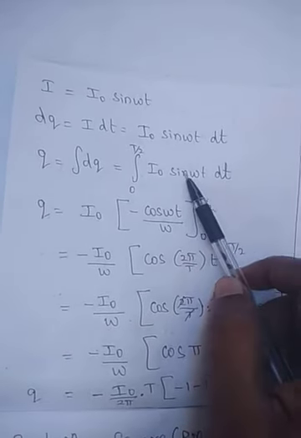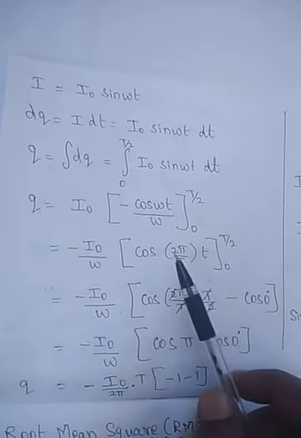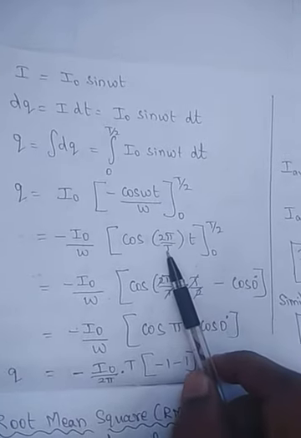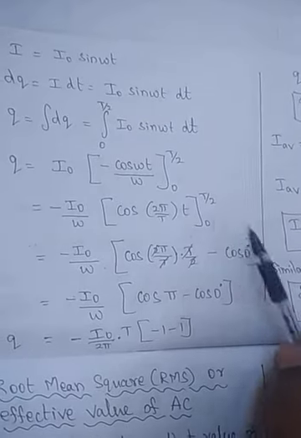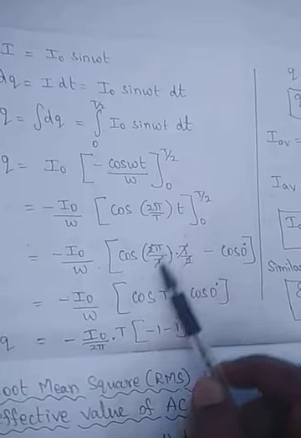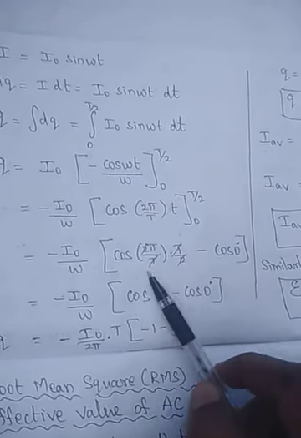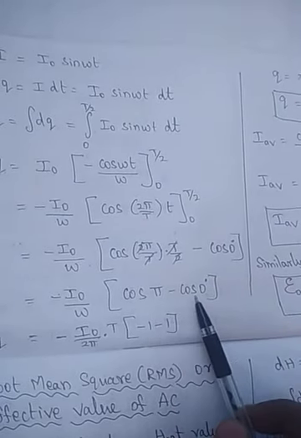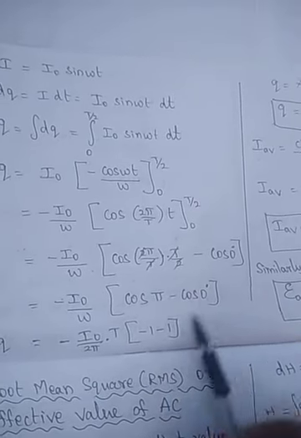So the integration of sin omega t is minus cos omega t by omega. This minus will be taken outside and omega also taken outside. Instead of omega substitute 2 pi by T. Then substitute the upper and lower values. The upper limit value is T by 2, so cos of 2 pi by T into T by 2, minus the lower limit value 0, cos 0. So this T gets cancelled and 2 gets cancelled. So cos pi minus cos 0. Cos 180 degrees is minus 1 and cos 0 is 1.